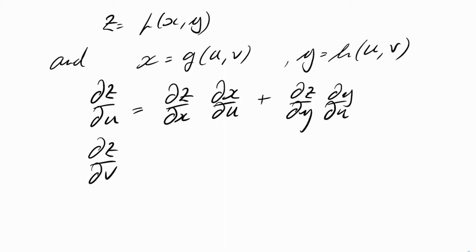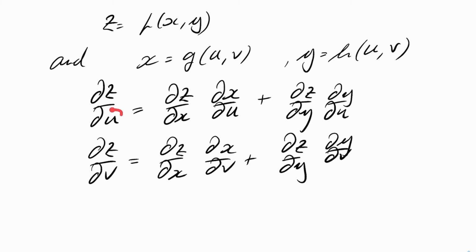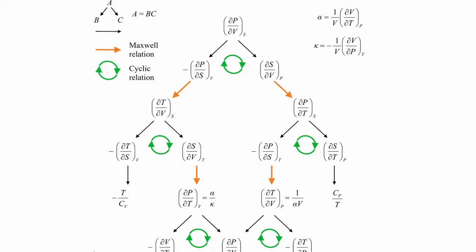Again, the partial derivatives here mean dz by dx is a derivative with respect to x with y held constant. dx du means v is held constant. dz dy means x is held constant. And dy du means v is held constant. Note that in each equation, dz du, dx du, dy du. In the second equation, dz dv, it's dx dv, dy dv. These formulas come in useful in all sorts of ways. In fact, when you do thermodynamics, you'll see these sorts of formulas come up all over the place.